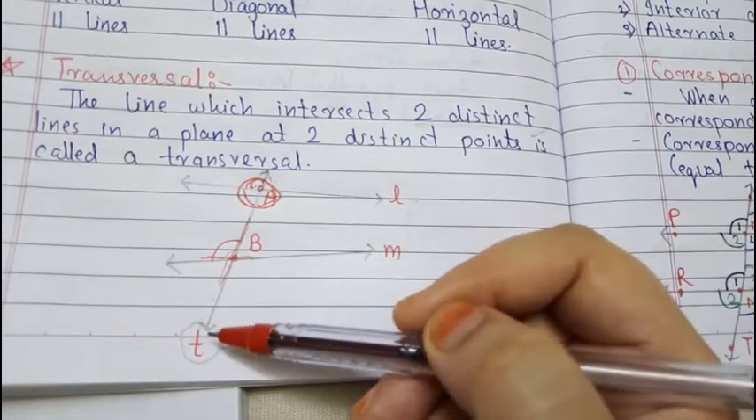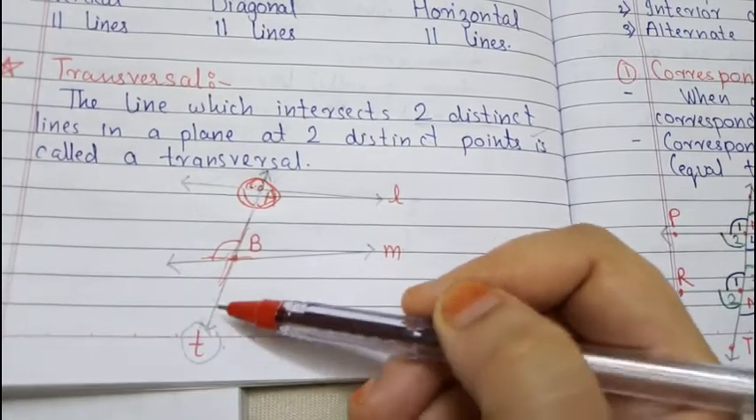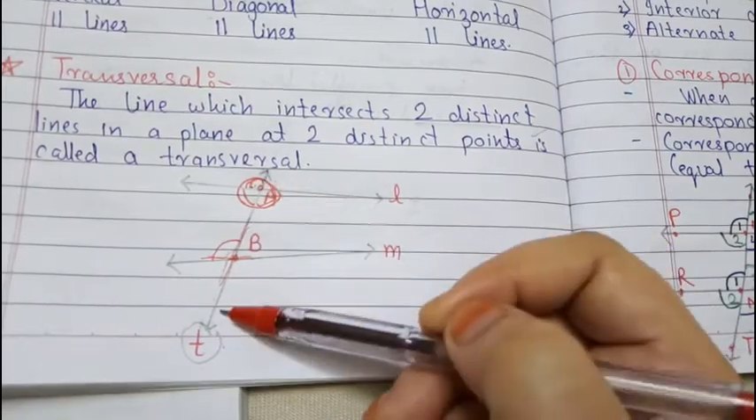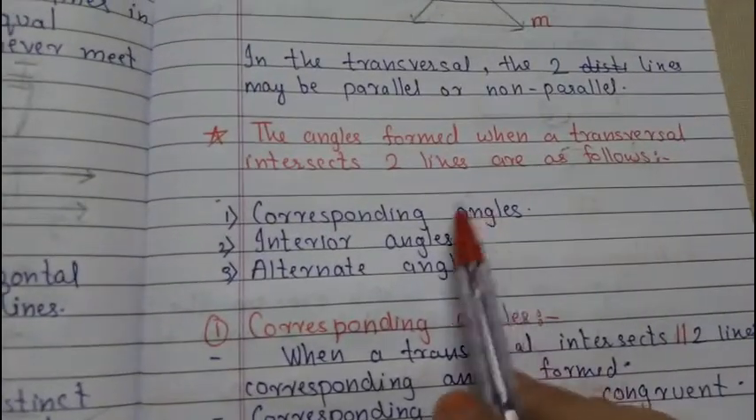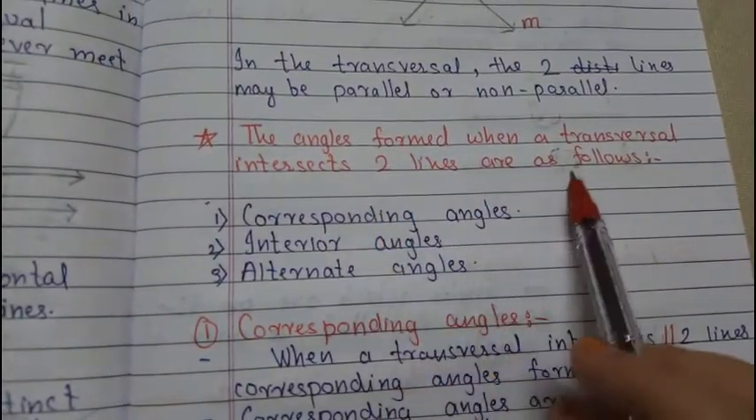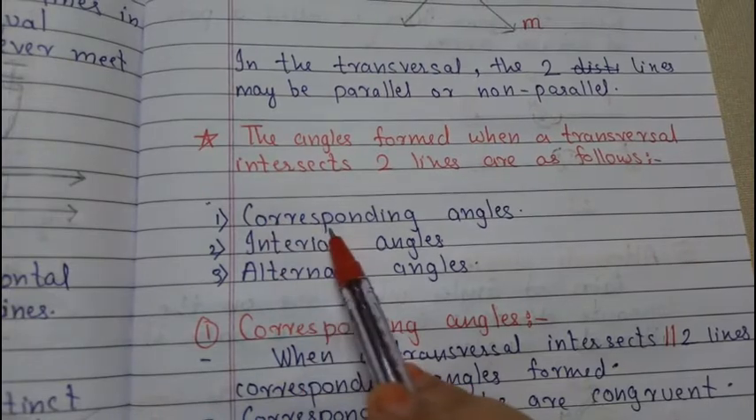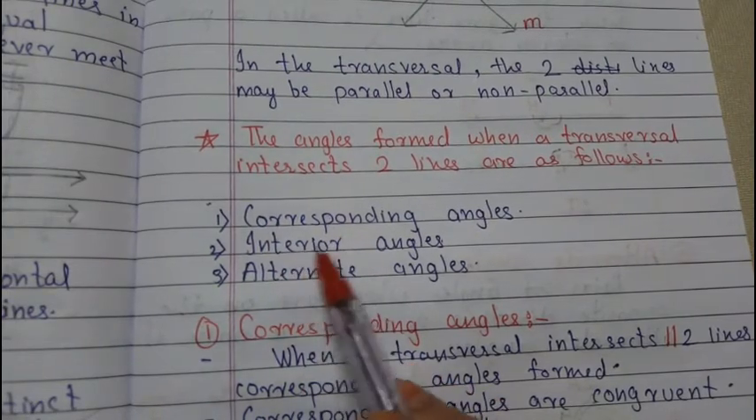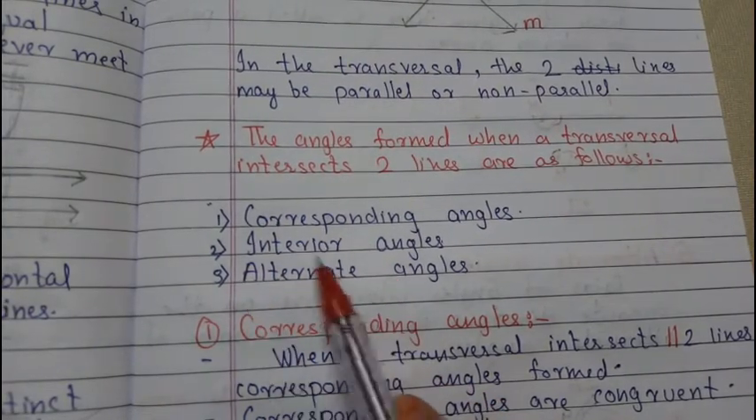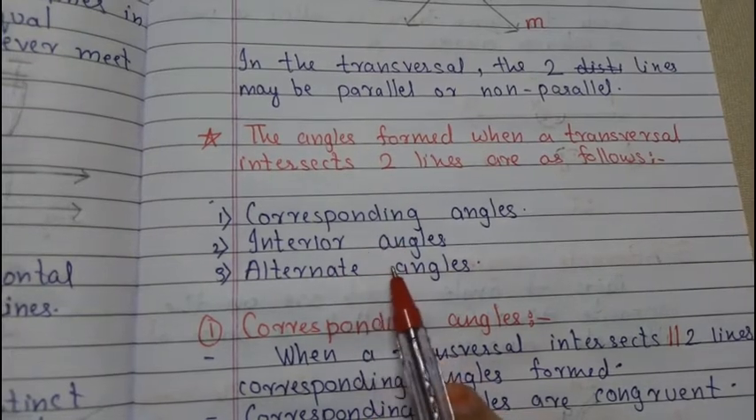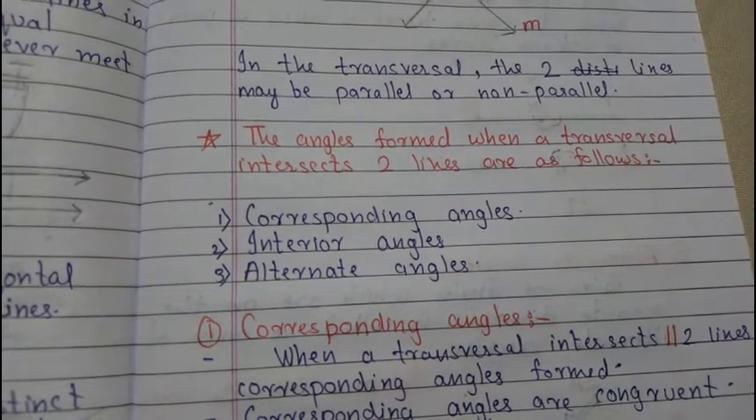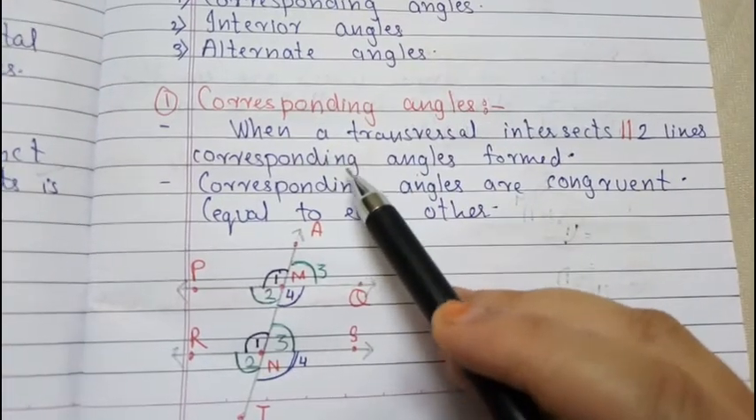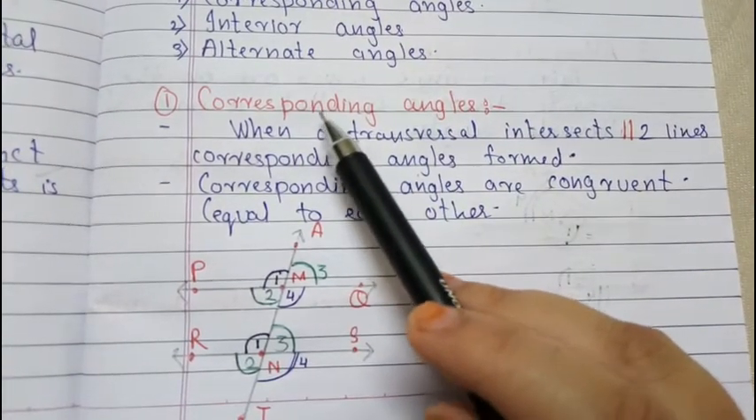Now let's see what these angles are called, which are formed by the transversal line. The angles formed when a transversal intersects two lines are as follows. First are the corresponding angles, second are the interior angles, and third are the alternate angles. So student, now let's first learn about the corresponding angles.